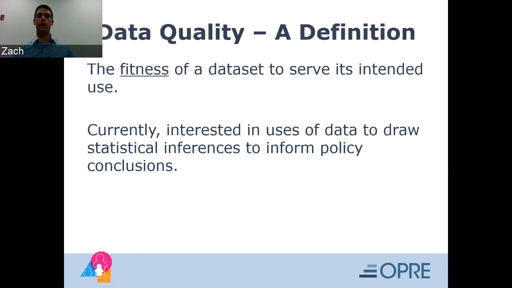And so a definition of data quality. I provide a simple and quite commonly used definition of data quality as the fitness of a data set to serve its intended use. So for this course, we're focused on policy research. We're specifically interested in how to use data to draw statistical inferences to inform policy decisions. There's other uses of data, of course. Administrative data are commonly used for the administration of a program, for planning, and depending upon the kind of use, data quality could have a very different meaning in what you need for that use.